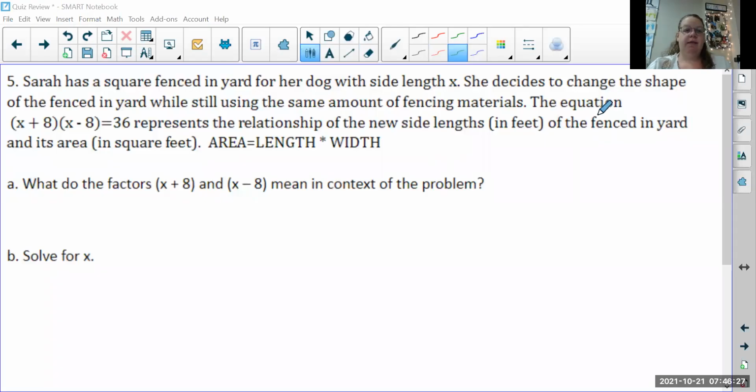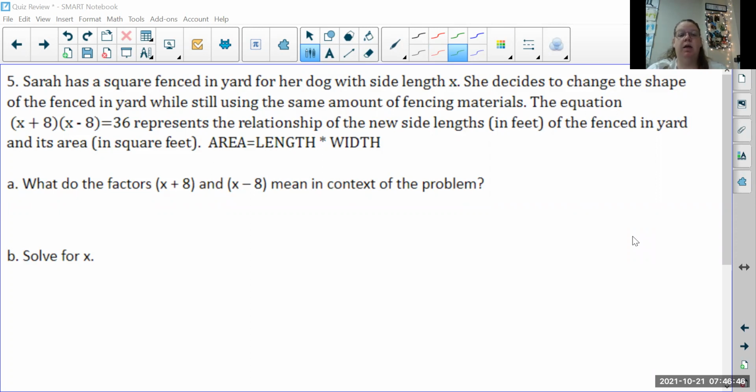All right, question 5. It says Sarah has a square fenced-in yard for her dog with side length X. She decides to change the shape of the fenced-in yard while still using the same amount of fencing materials. The equation (X + 8)(X - 8) = 36 represents the relationship of the new side lengths in feet of the fenced-in yard and its area in square feet.